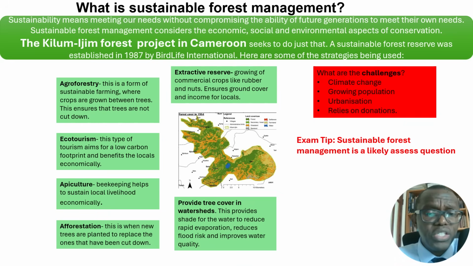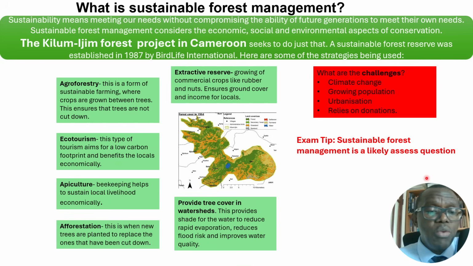And the first strategy they use is agroforestry. So agroforestry is a form of sustainable farming. And this is where crops are grown between the trees. Now this ensures that the trees are not cut down, and obviously it maintains the forest ecosystem.